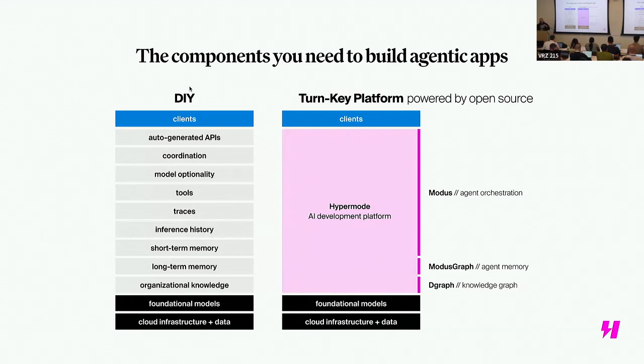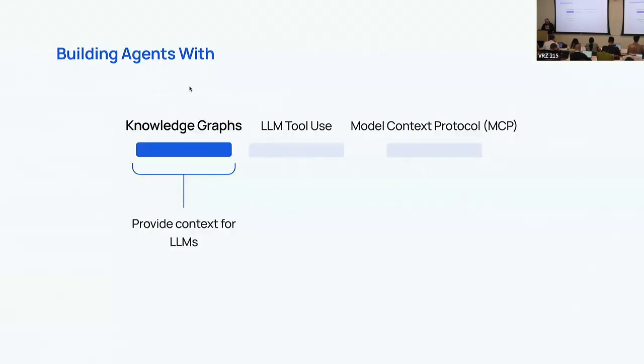And on the far right, that maps to the open source tooling that we have. Modus, our AI agent framework, handles a lot of these things. And then on the knowledge graph layer, there's Dgraph, which serves as the graph database for our knowledge. And then Modus Graph, which is an embedded version of Dgraph that lives inside a Modus application. And that's more for managing memory, so interactions with our agent.